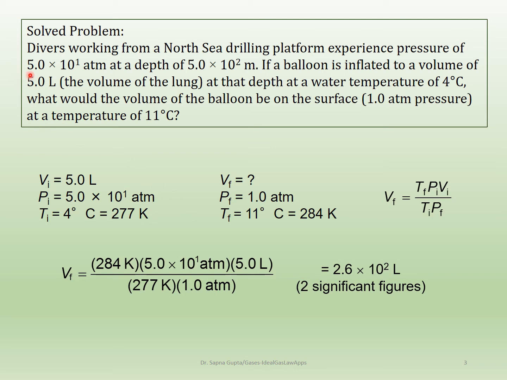So it went from 5.0 liters to 2.6 times 10 to the power of 2, which is 260 liters. That's quite a big change. So that's how you solve a problem if you have a combined gas law.